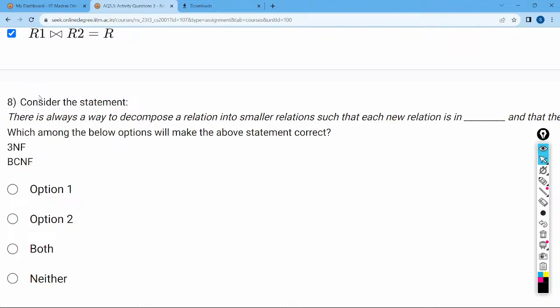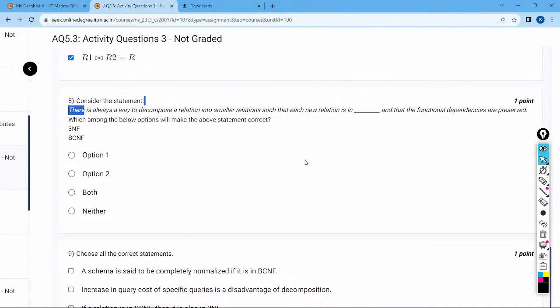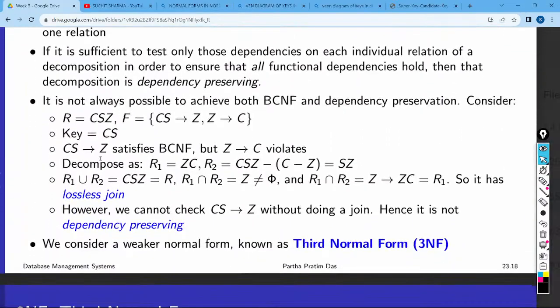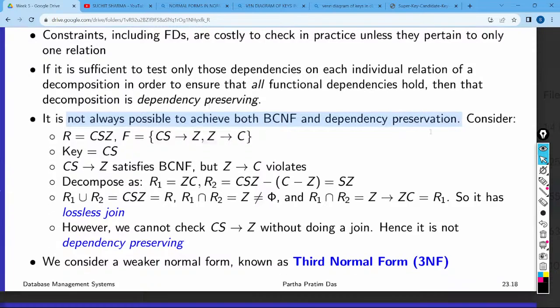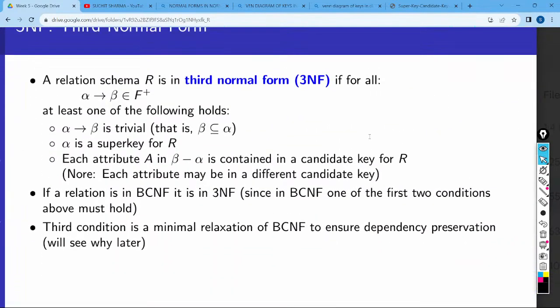Now consider the statement. There is always a way to decompose a relation into smaller relations such that each new relation is in dash and the functional dependencies are preserved. Which among the following options will make the above statement correct? So it is 3NF and not BCNF, because it is not always possible to achieve BCNF and dependency preservation. So BCNF does not guarantee dependency preservation. However, 3NF does. 3NF is a minimal relaxation of BCNF to ensure dependency preservation, as it is written here.